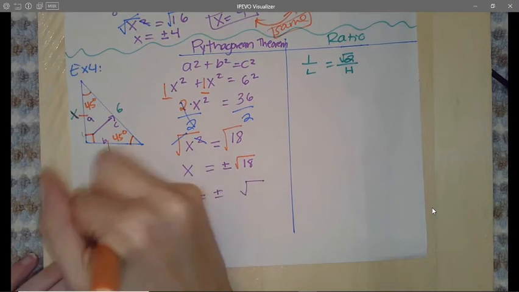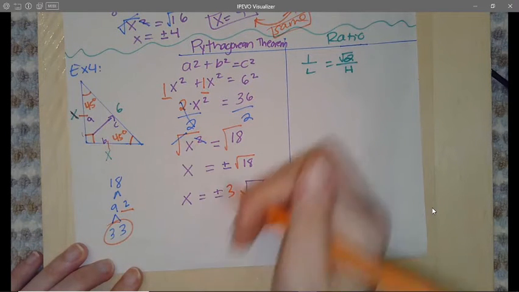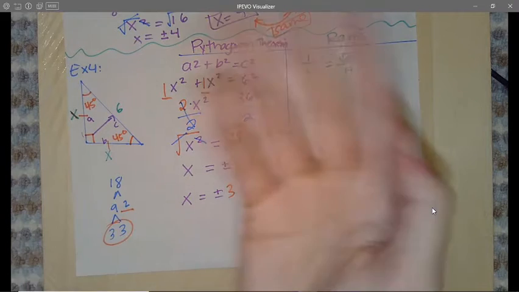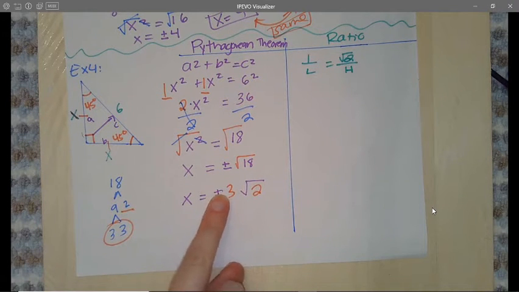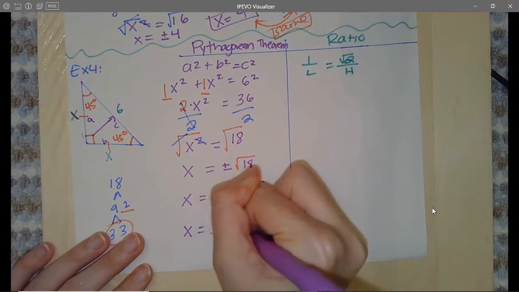So my cute 3 couple will hop outside the square root, and then my lonely single 2 will stay on the inside. And then don't forget, you guys, since we're solving for the sides of a right triangle, only the positive answer will make sense. So my final answer is positive 3 root 2.